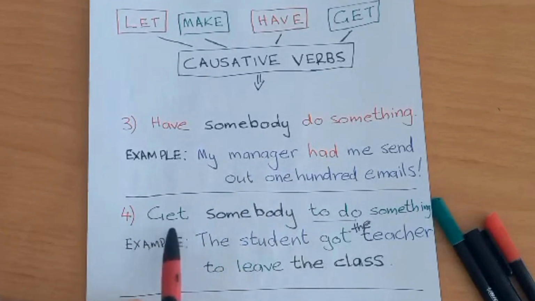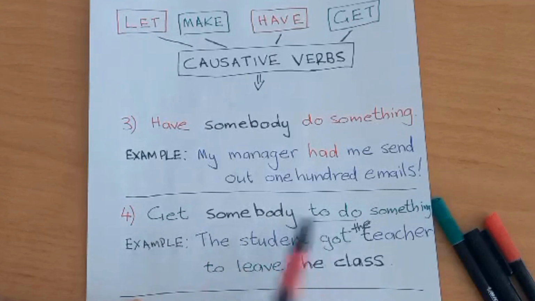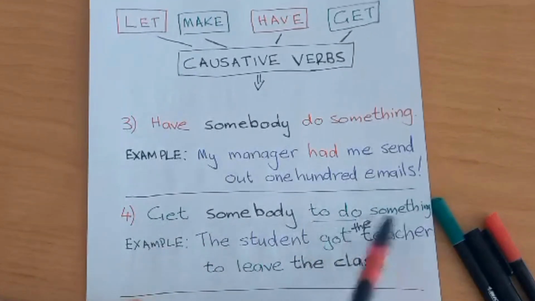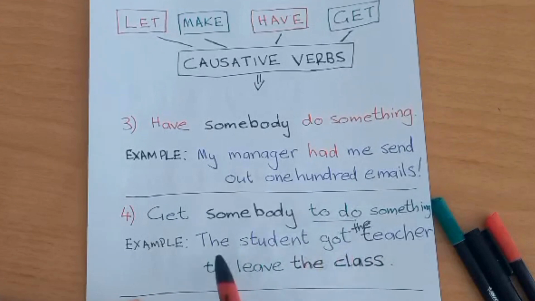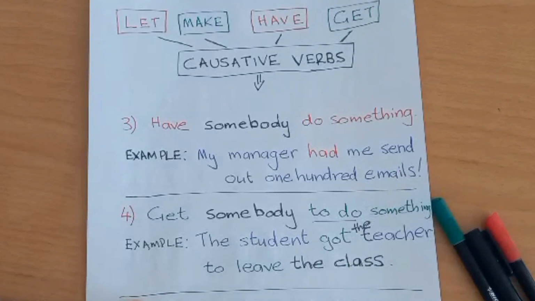Then we have get. In this case, we have a different structure. We have the full infinitive. Let's take a look. Get somebody to do something. So we need the to in front of the infinitive, the preposition to in front of the infinitive. An example: the student got the teacher to leave the class.